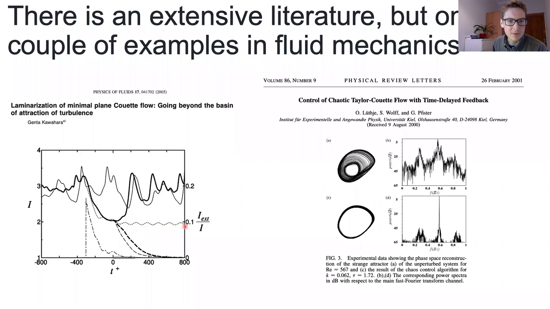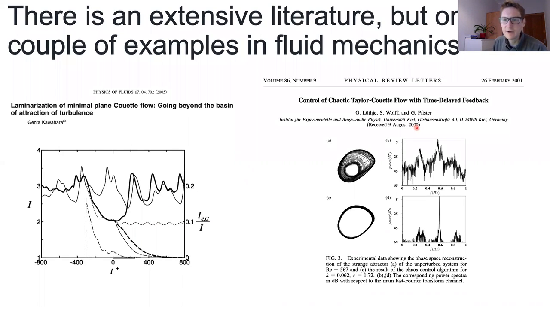So it's not really clear why Genta didn't keep working on this, if he got put off by the odd number limitation or some other reason. But it was kind of a passing result in this paper. And there was another paper where they used time delayed feedback in an experimental study of Taylor-Couette flow, so the flow in the annular gap between two cylinders.